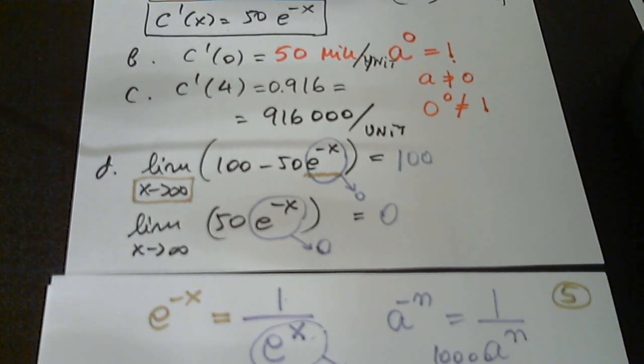Now the rate of change as x approaches infinity. So as we produce more and more units, we build more and more homes, the limit of the rate of change of cost with respect to number of units will approach 0. Okay? In other words, after a certain number of units, the rate of change will not change. The rate of change will stay the same, 0.